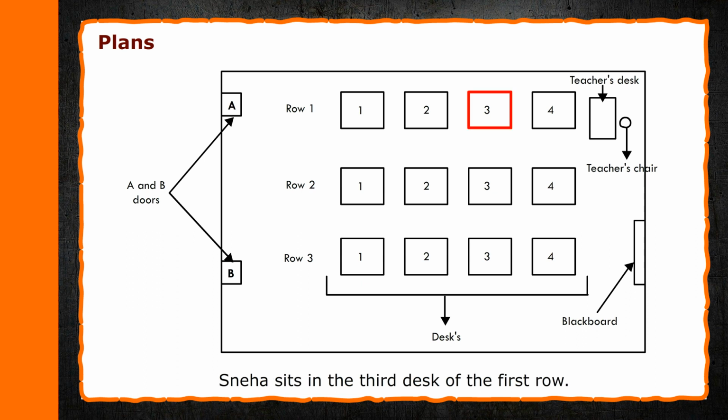Sneha sits in the third desk of the first row. Mark the desk with S. Rohit sits in the fourth desk of the third row. Mark the desk with R.